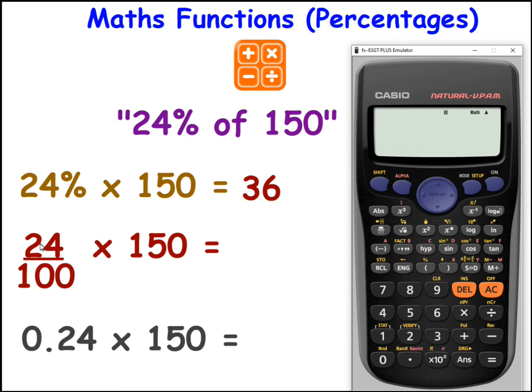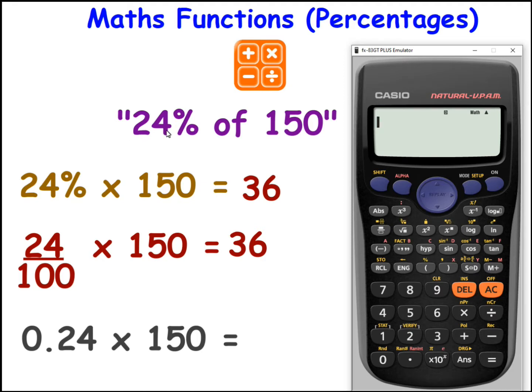So the next one I want to show you is the fraction way of calculating a percentage. So if you understand 24% means 24 over 100, you can do the calculation 24 over 100 times 150. So we know our fraction button is here. So 24 over 100, move the rocker to the right, times 150 and press equals. So you get the same answer. It's the same thing, just done in a different way. You're doing the percentage as a fraction. And again, we end up with 36 as our answer.